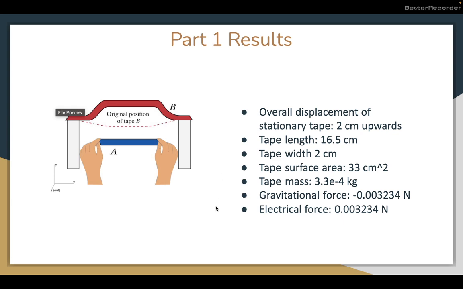So the results of part one: the displacement of the stationary tape was 2 centimeters upwards. The tape length of the stationary tape was 16.5 centimeters, and it was 2 centimeters wide, giving us a surface area of 33 centimeters squared and a mass of 3.3 times 10 to the negative fourth kilograms, found by using the density of tape. And then we have the gravitational force of negative 0.003 newtons, and the electrical force is the exact opposite.